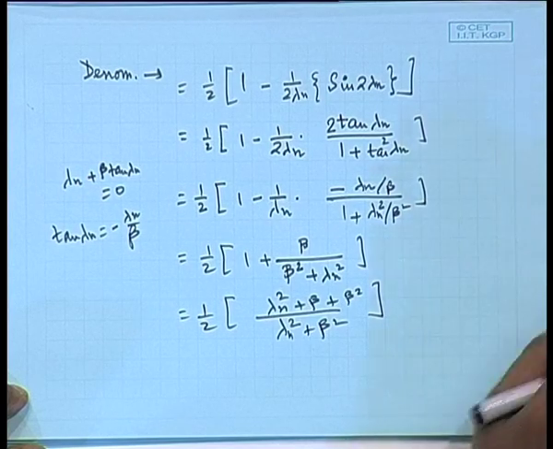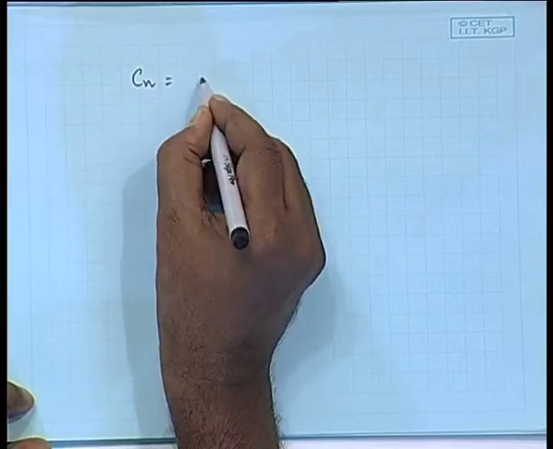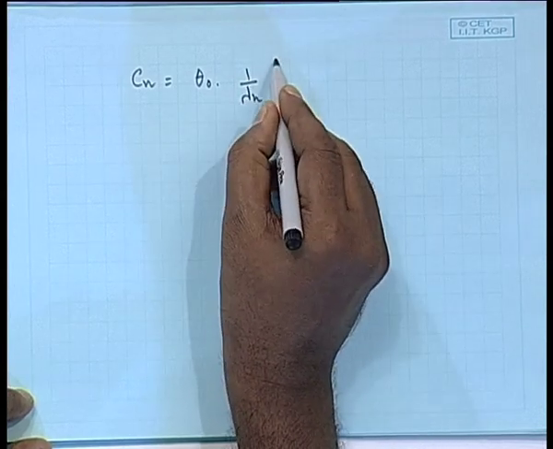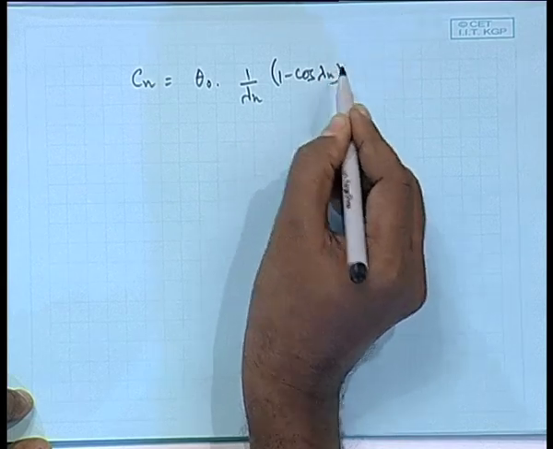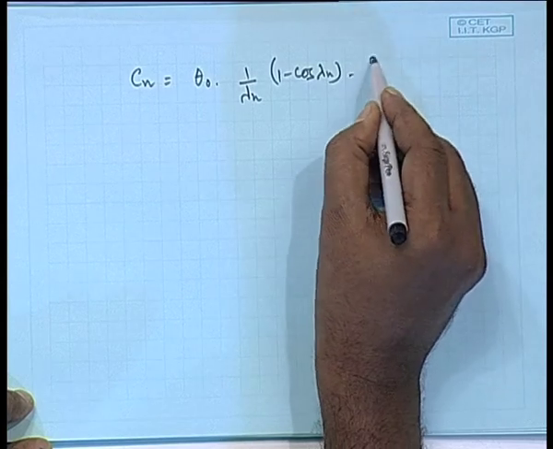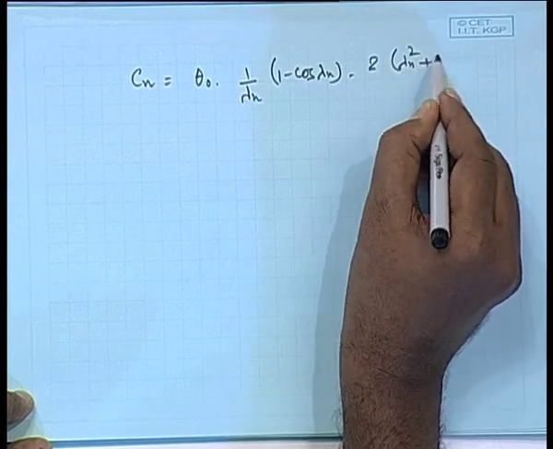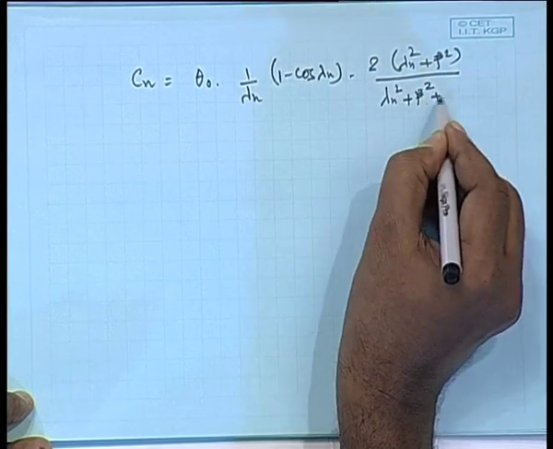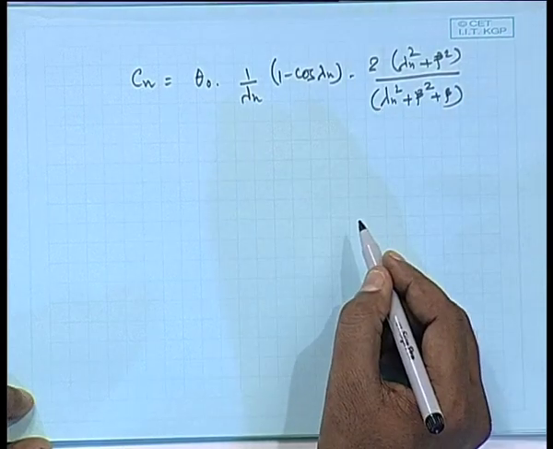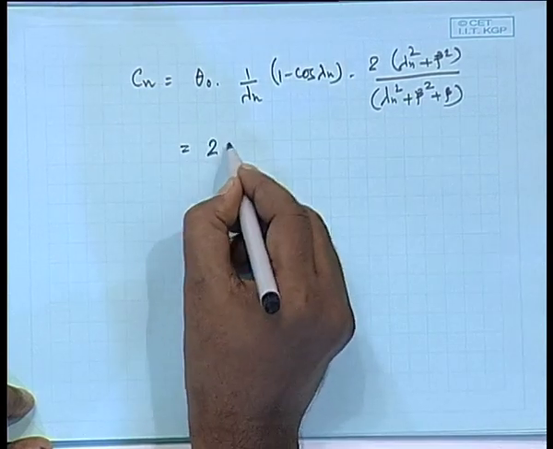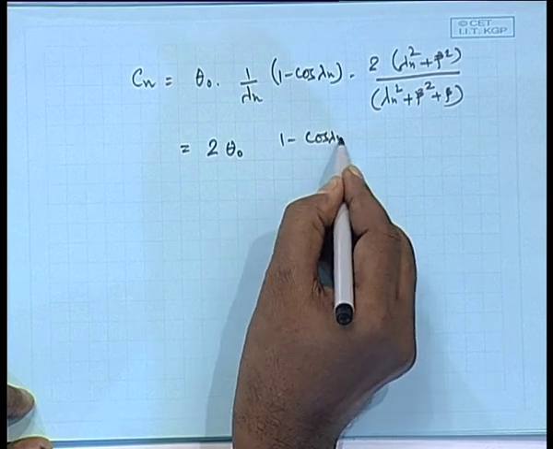Let us look into the Cn. The Cn becomes theta 0. The numerator was 1 over lambda n, 1 minus cosine lambda n, and the denominator becomes this half will be 2 lambda n square plus beta square divided by lambda n square plus beta square plus beta. Okay. So, that will be the solution for Cn.